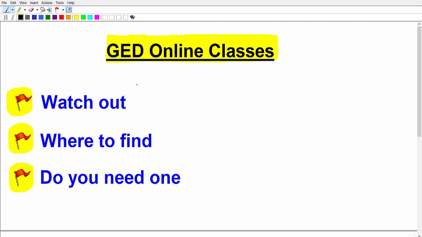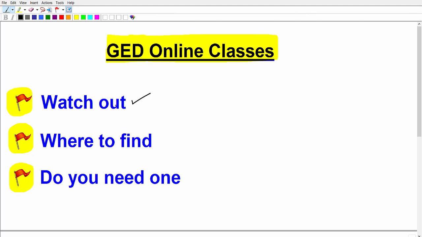So the first one is you've got to really watch out. And this is probably the most critical out of the items that I want to talk about in this video. If you do an online Google search, GED online classes, you're going to come up with a variety of different websites, like any kind of Google search. Now, some of these schools or classes are going to offer various things. Some of them are going to offer high school diplomas quickly or GED programs that can get you through quickly.